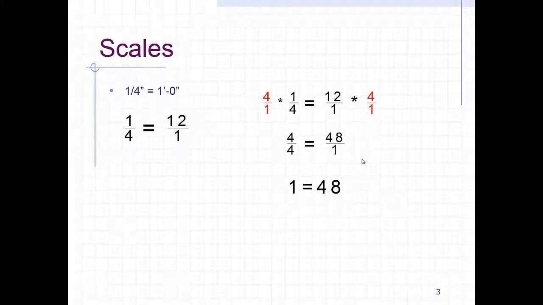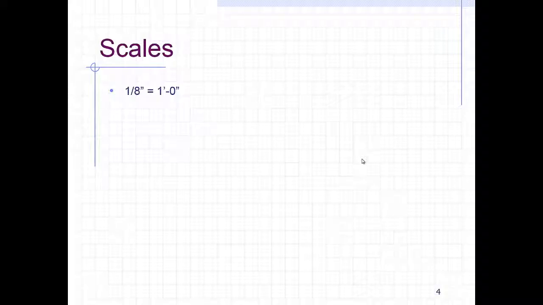So basically what I'm saying there is when I have a 1/4 inch equals a foot drawing, a 1/4 inch on the paper represents a foot in the real world. So anything on paper represents something 48 times larger in the real world. Now that scale could be used to figure out other things such as text height, drawing size, things like that.